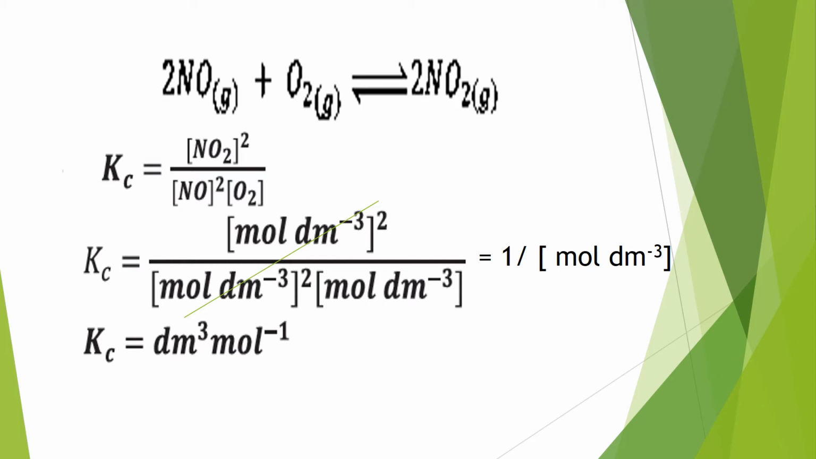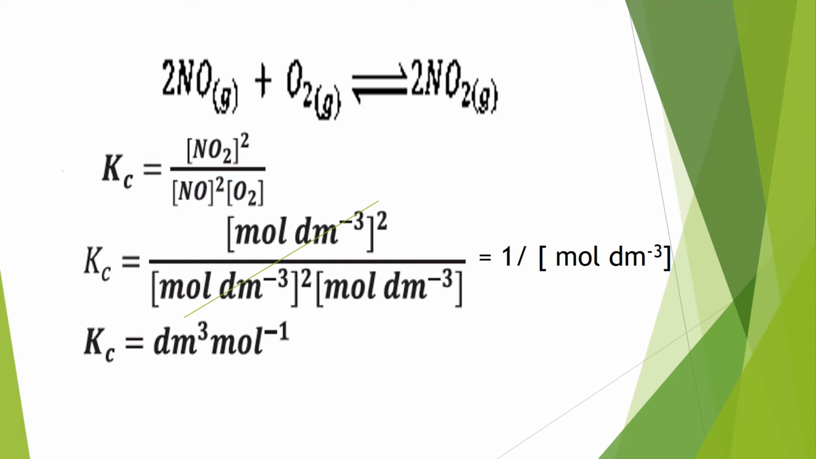Nitrogen dioxide is in the numerator, and nitric oxide and oxygen are in the denominator, because these are the reactants, and the number of moles are written in the form of powers. Now you will write down the concentration units for each, and you can see they cancel out the effect of each other, and as a result we get 1 over mole per decimeter cube. This is the concentration unit you can see here in the denominator.